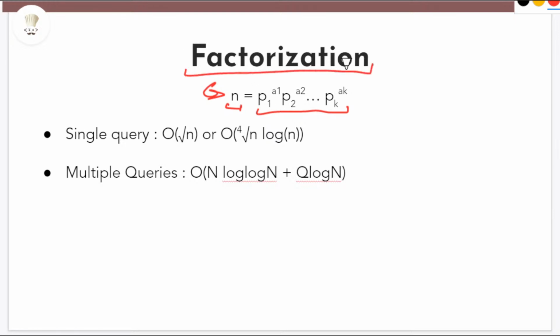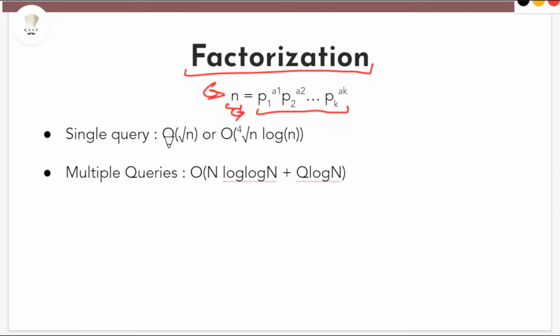The code or the kind of algorithms that reduce this n to p1, a1, p2, a2, and so on up until pk, ak are called factorization algorithms. There is a lot of research being done in factorization algorithms because it is required in cryptology. Is it cryptonomy or cryptology? It's whatever, right? It is required in that, and it's required in various other fields of computer science as well. So there is a lot of research being done here, right?